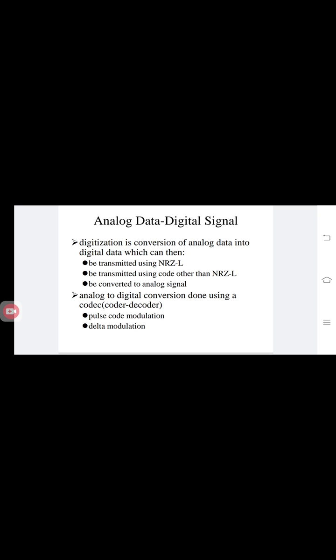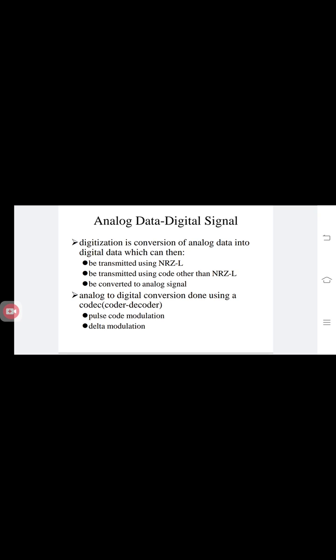Once analog data is converted into digital data, three most common outcomes are there. This digital data can be transmitted by using NRZ-L. Also, the digital data can be encoded as a digital signal by using a code other than NRZ-L. Also, the digital data can be converted into an analog signal using one of the modulation techniques.